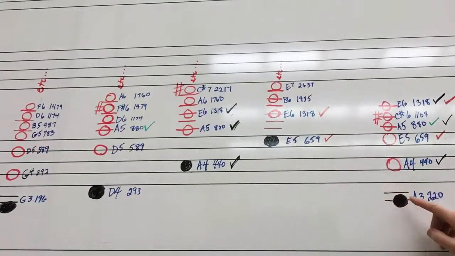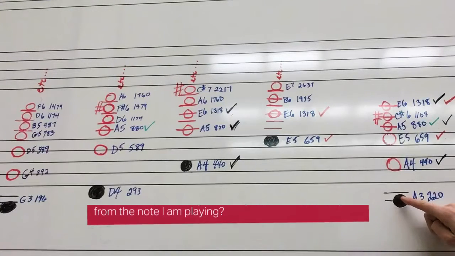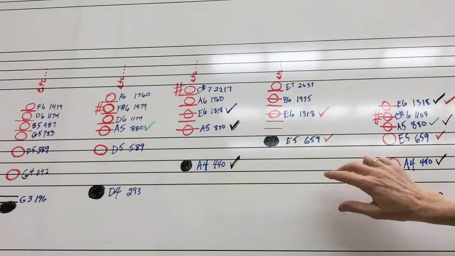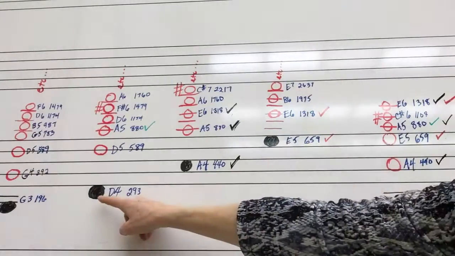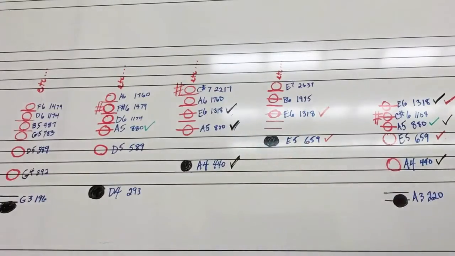That's going to work. How about the third question? That is, is there an open string that is a perfect fourth away from the note I'm playing? So if I'm playing this A, I can count A, B, C, D. Is there a D string, open D string? There is. So that's why all 3 of those notes will be ringing.